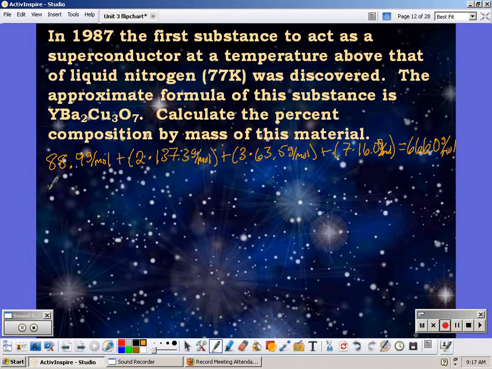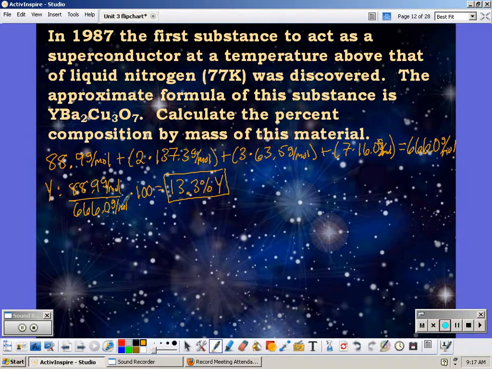Alright, so for yttrium, we would say 88.9 grams per mole divided by 666 grams per mole times 100. So we get 13.3%. Now, because we're dividing a mass by a mass, our grams per mole is going to cancel out, so it's just a percentage. You do want to specify what element or polyatomic or water or whatever it is that you're doing for that percentage.